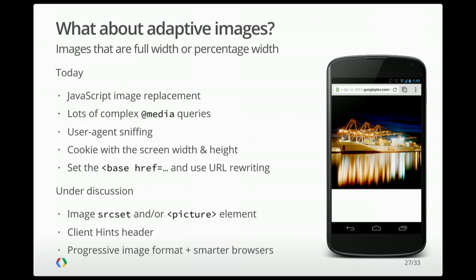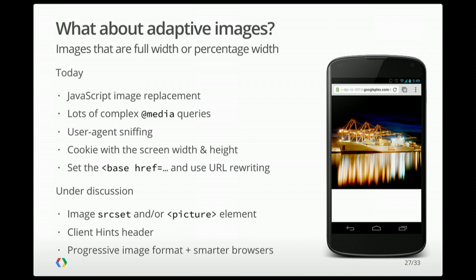The client hint header is interesting. It's a proposal that browsers might in future send the device pixel ratio and the device width along with every HTTP request. This would allow servers to serve the perfect image reliably. None of this user agent sniffing or cookies or base href stuff.